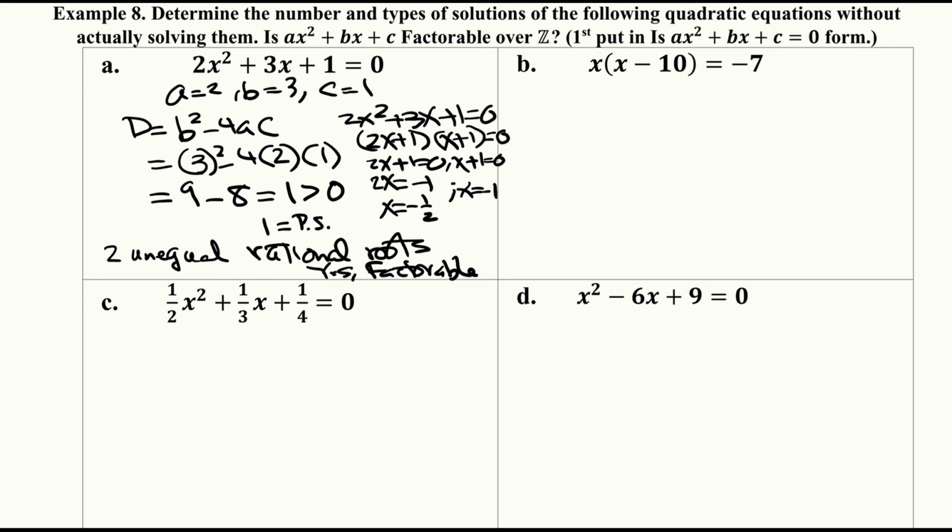For the next one, go ahead and make sure that you try it on your own first. Put it in the proper format, which is this, and then proceed. So we have x squared minus 10x, and I'm going to bring the -7 over. So plus 7 equals 0. So we can see that a is 1.